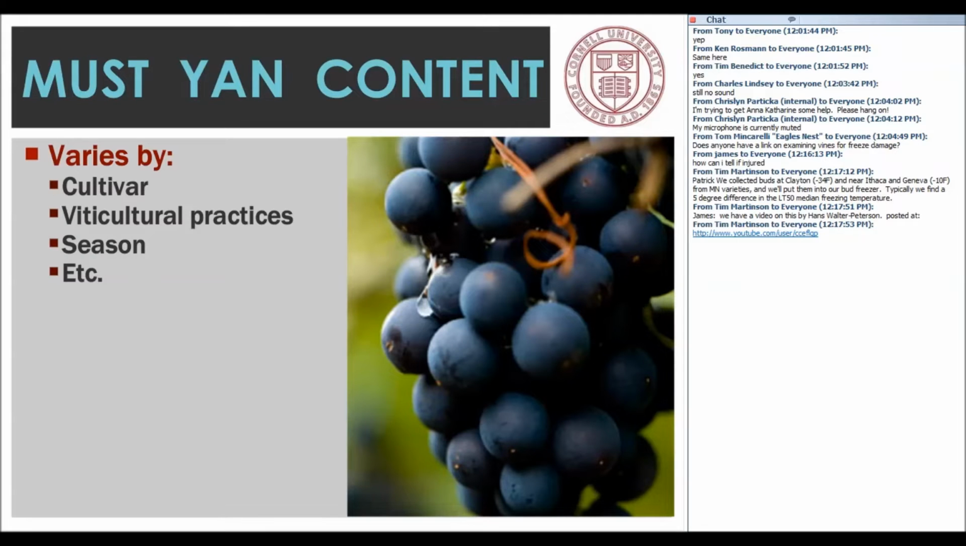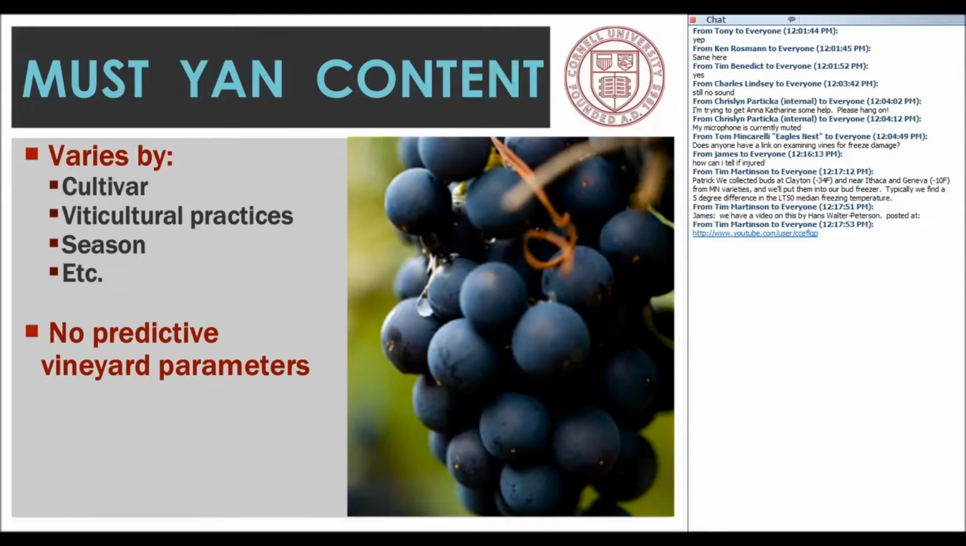So what do we have in our must? Well, it depends on the cultivar. We do see a lot of cultivar variation. Viticultural practices, although that's not a part of our talk today, but changing your YAN by viticulture alone can be a little tricky, although there are folks who are working to streamline that. Season and a million other things. We have really yet to find sort of one or two or even a handful of predictor variables that we can measure and predict YAN content from them, which is a bit of a downer because it would be a whole lot easier if we could.